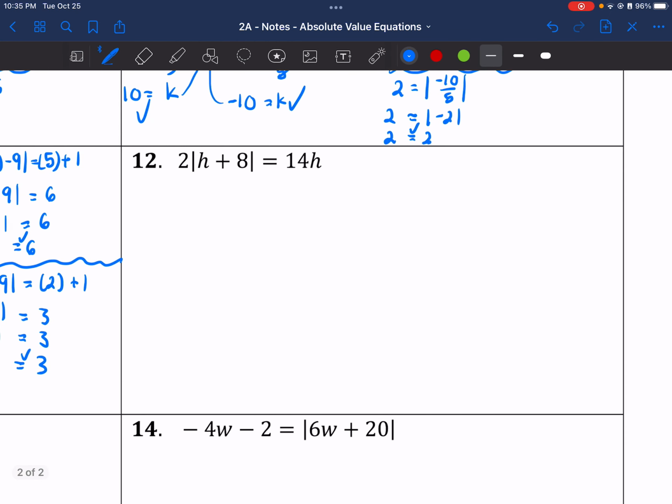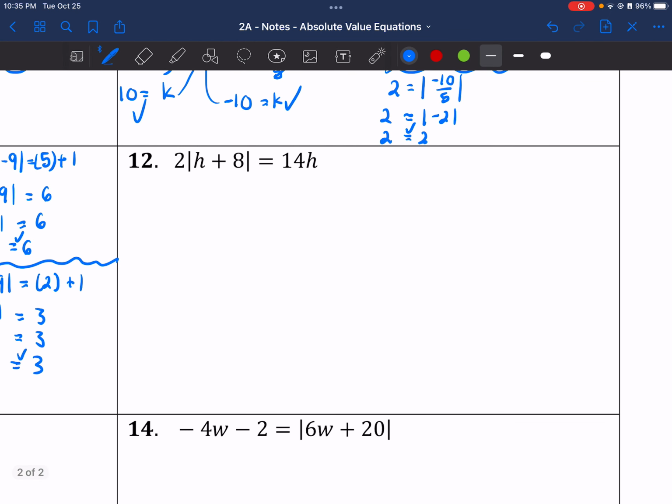So now let's move on to question number 12. We're almost done. We want to isolate our absolute value expression. So we're going to deal with this 2 that's being multiplied by the absolute value expression. To deal with the multiplication, we're going to divide by 2 on both sides. Now I get the absolute value of h plus 8 is equal to 14 divided by 2, which is 7. So I end up with 7h.